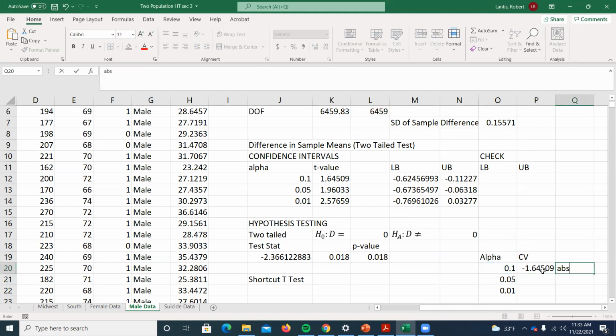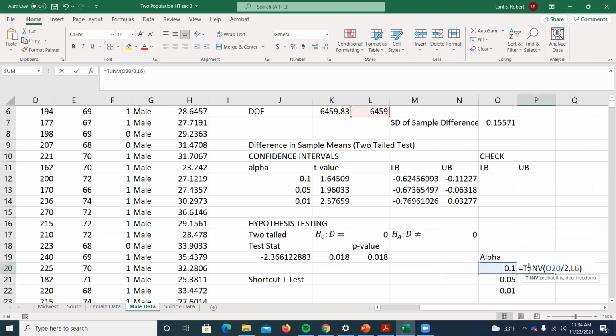And I know that I'm going to have a pair of critical values where they're the same value, but one's negative, one's positive. So I use the absolute value there, signifying that I've got a pair of critical values at each alpha here. If I then want to find my critical values at the other confidence levels, right? Alphas of 0.1, 0.05, and 0.01.